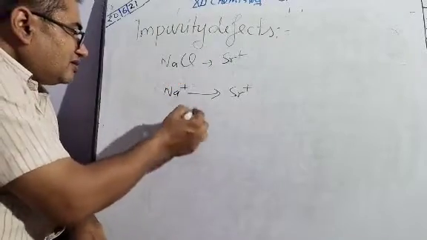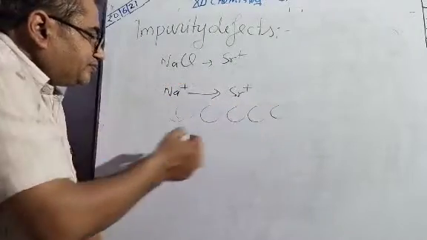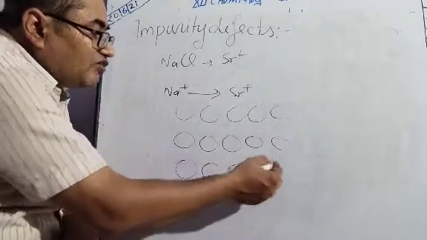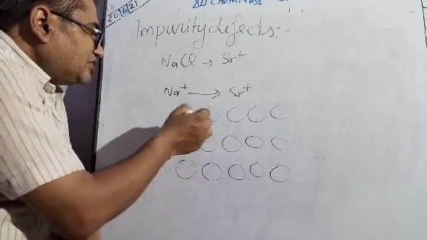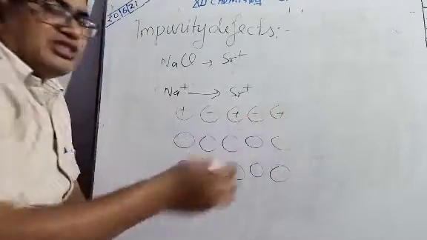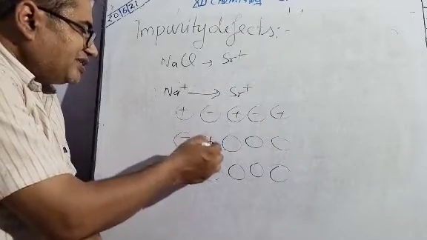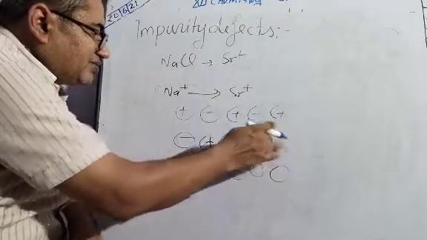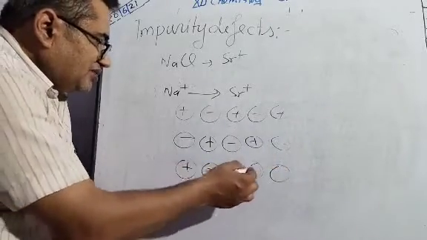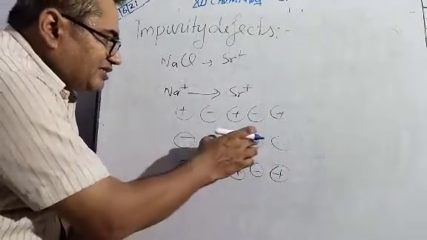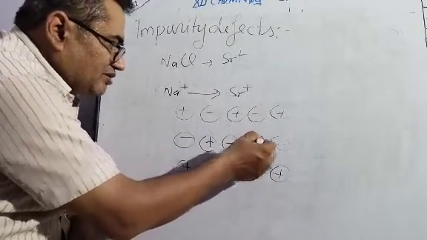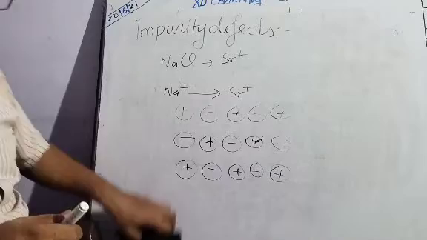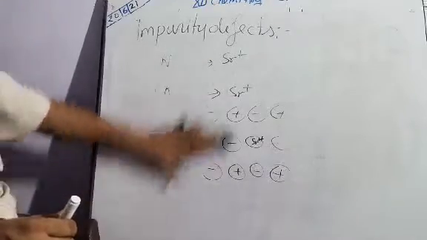Simply like cation, anion, cation, anion. This is the perfect crystal of NaCl. Positive represents Na plus, negative represents Cl minus. Understand? Positive, negative, positive, negative, positive. If we replace one of them by Sr2+, this kind of defect is called an impurity defect. So that was the explanation of impurity defect.